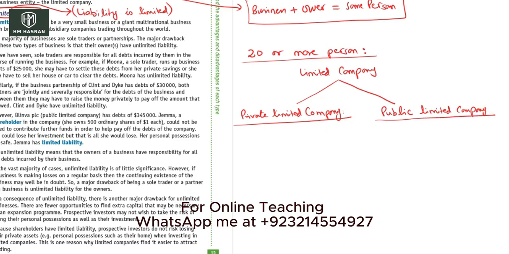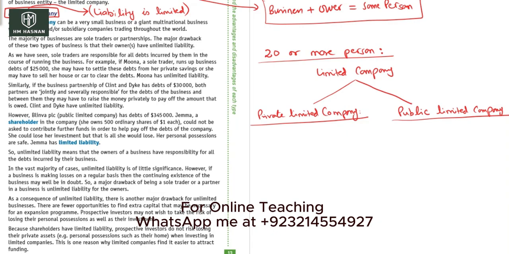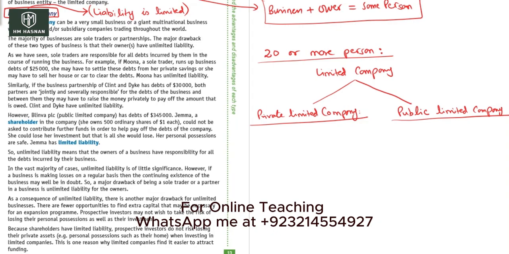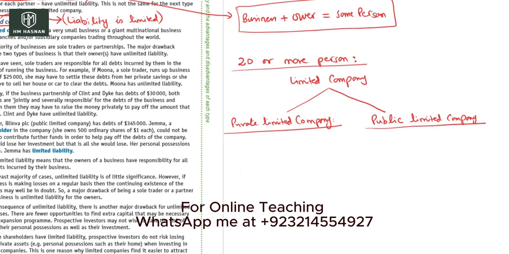Can you tell me the difference between private limited and public limited company? Have you studied business studies or not? If you studied business studies, then you can tell. Otherwise, I will tell you. Private limited company is a company that you sell shares to your relatives or people that you know. Public limited company is a company that you sell shares outside externally. Okay, well done.